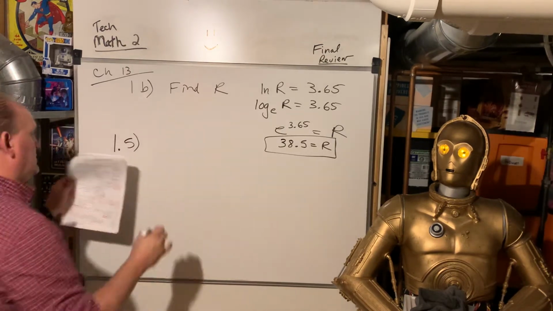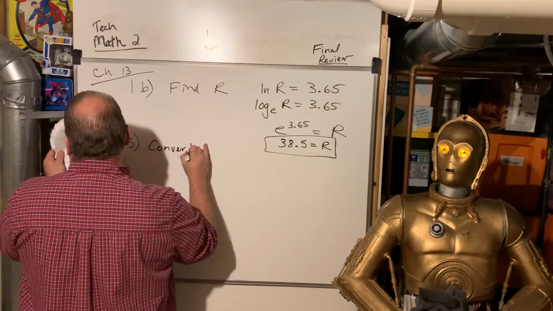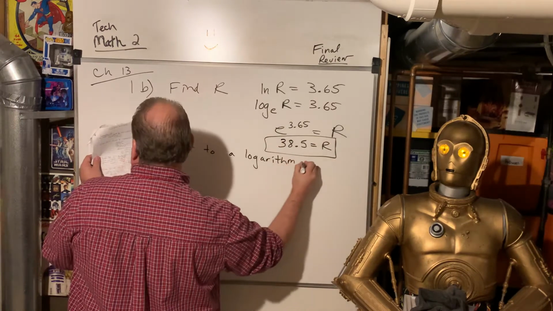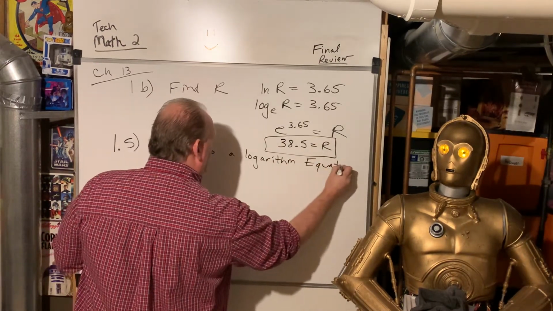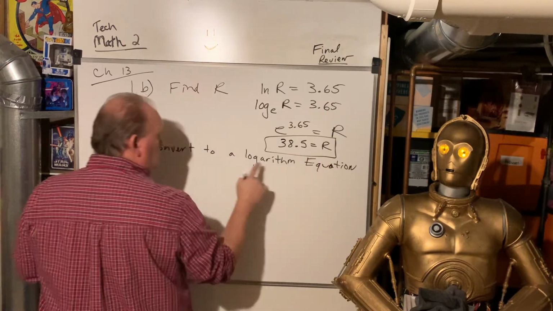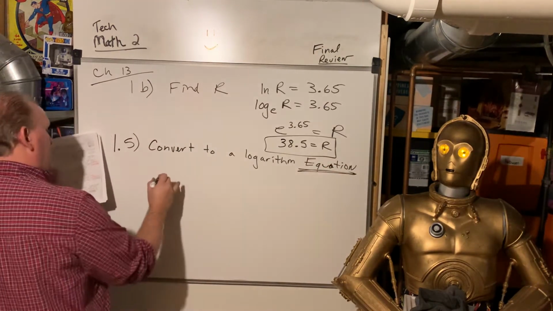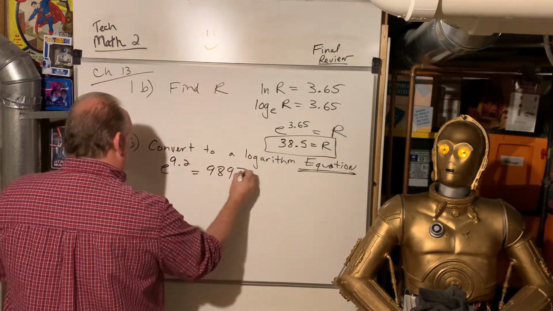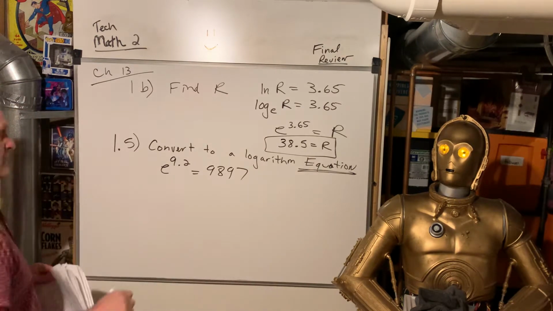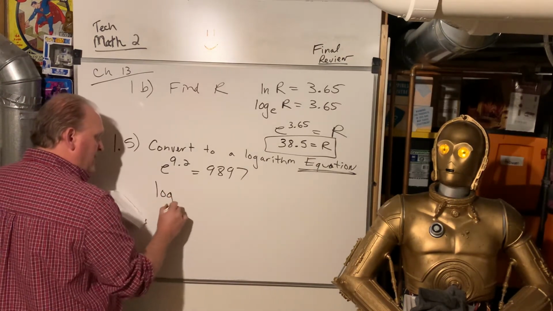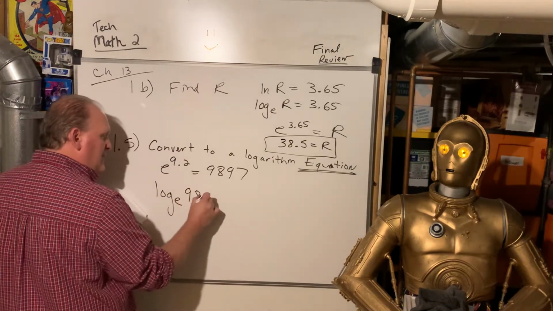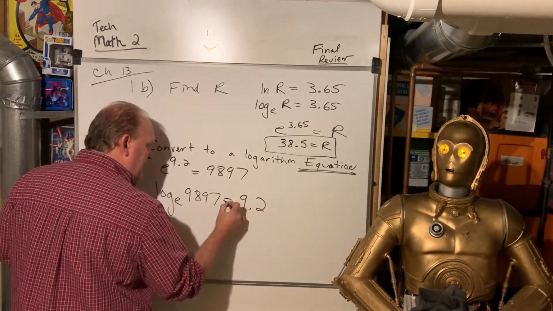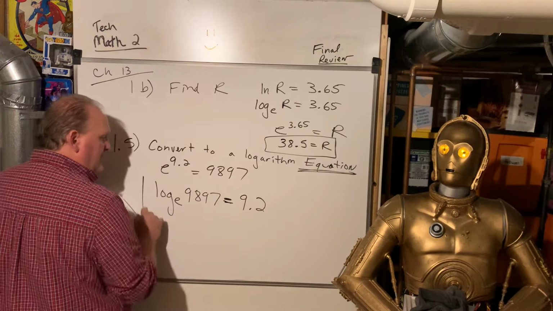Okay, now I made up one, and it says convert to a log function. Equation rather, not function, equation. So convert to a logarithmic equation. So that means we need that equals sign. Do not just give me part of the answer here. So what we do here is we can write log base e of 9897 equals 9.2. You absolutely positively need the equals the power, and that's good.